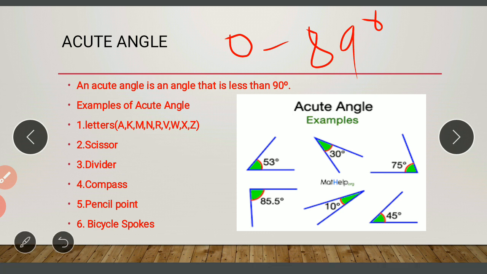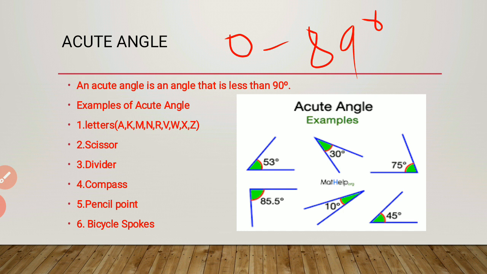So here are some acute angles you can see in this picture: 53 degree angle, 30 degree angle, 75 degree angle, 45 degree angle, 10 degree angle and 85.5 degree angle. All the angles between 0 degree to 90 degrees are called acute angles. And here are some examples of acute angles. First, letters. You can see alphabets A, B, C, D. There are 26 alphabets, but some alphabets make an acute angle.